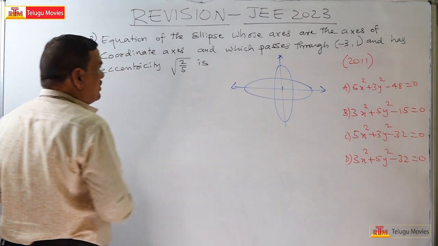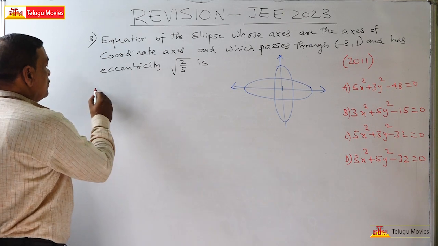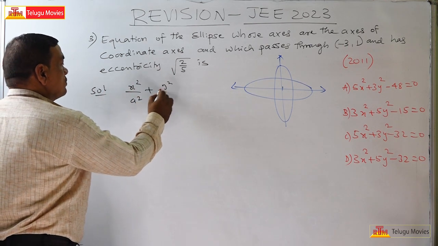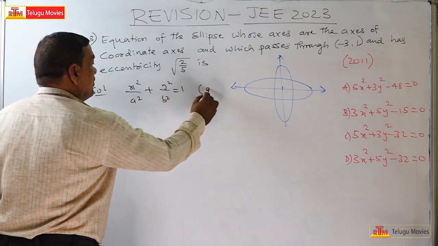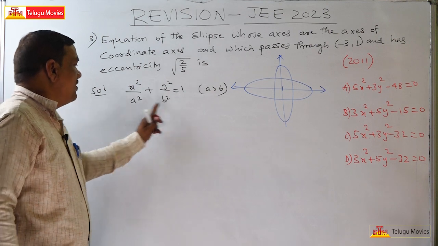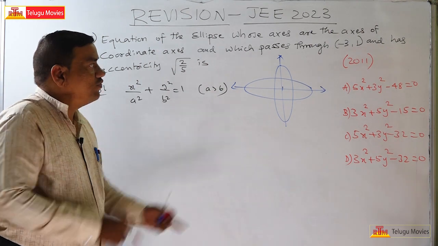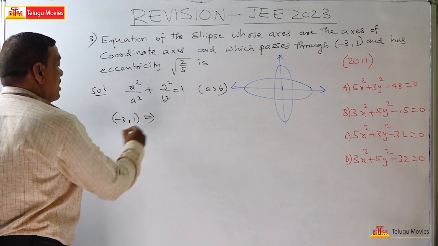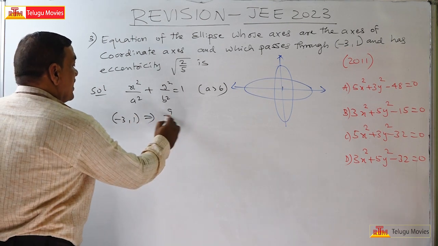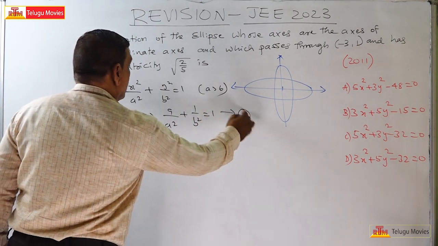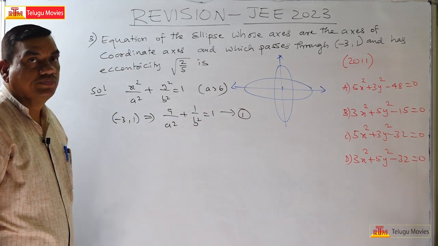So let the equation of the ellipse be x square by a square plus y square by b square is equal to 1, where a is greater than b. Understand? Now how to find out the a value and b value? That is our aim. For this, the first thing given is that it passes through the point minus 3 comma 1. Therefore, 9 by a square plus 1 by b square is equal to 1. Call it equation number 1.